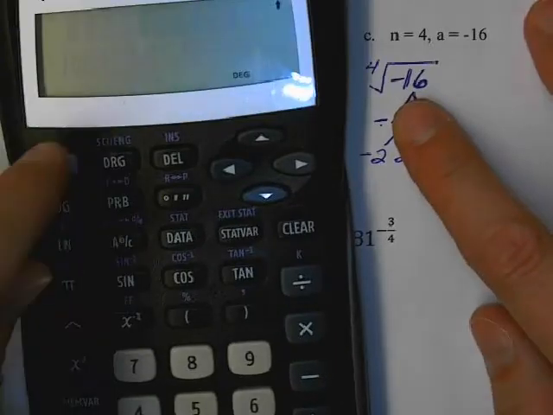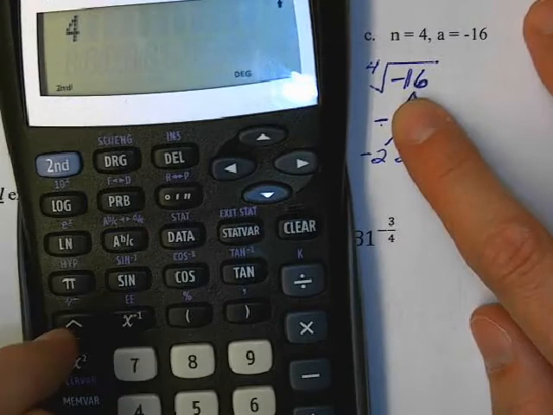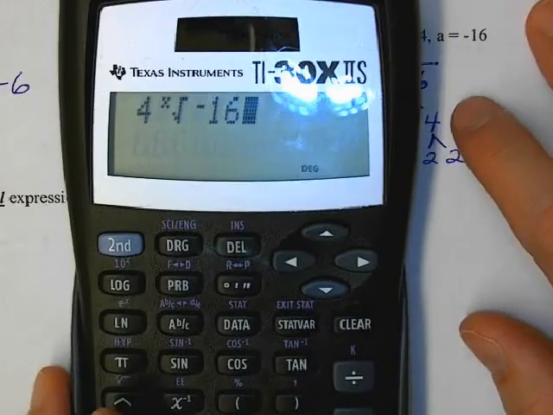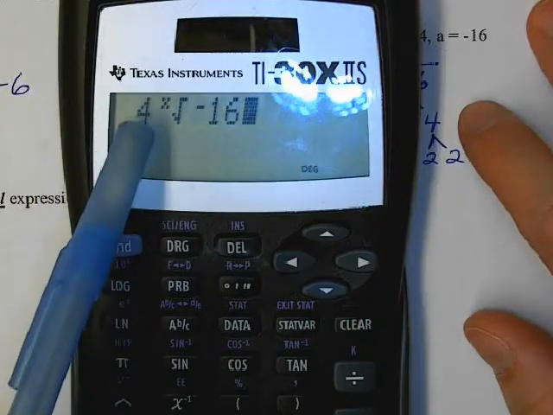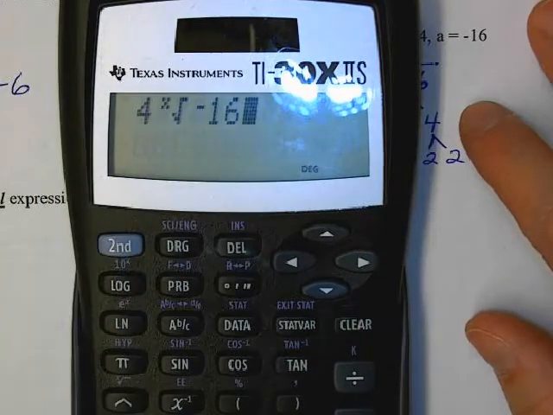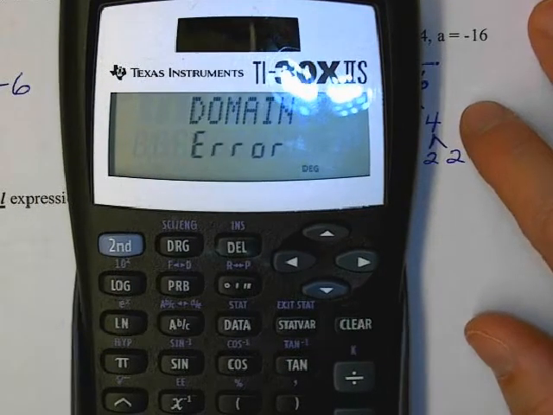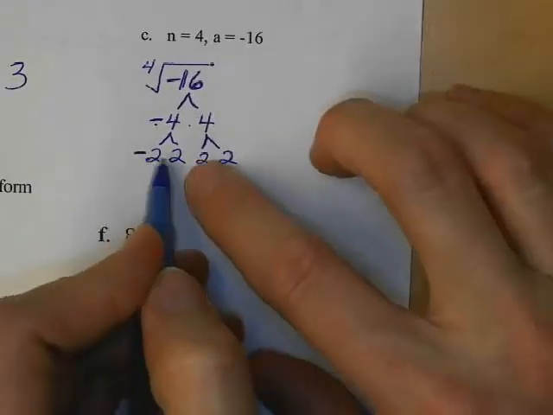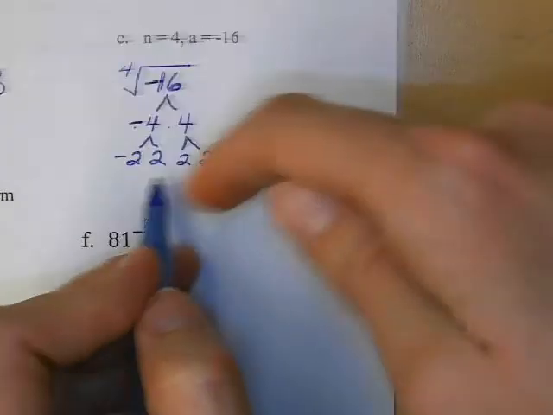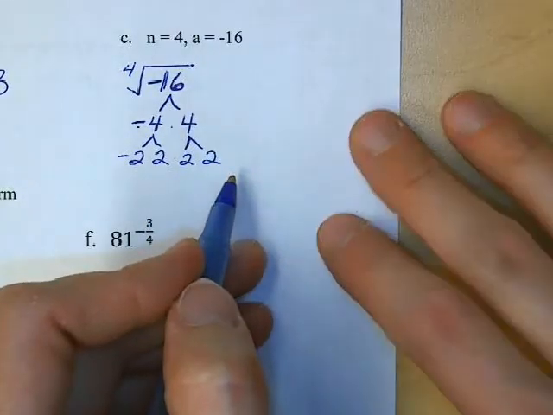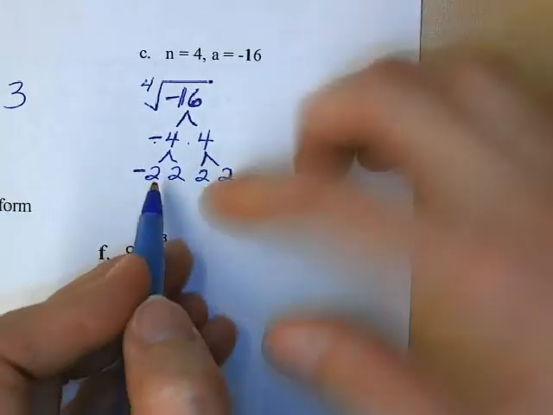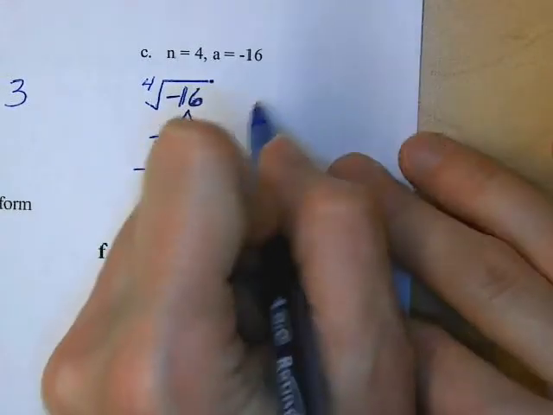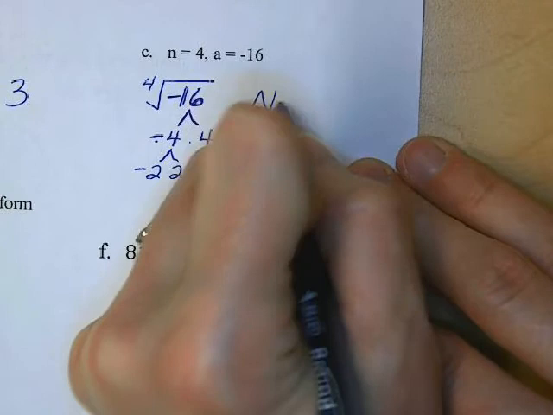Try to do a 4th root on your calculator of negative 16 and see what it says. Can there be 4 of something that makes negative 16? Ooh, it says error. So this doesn't work out. You can't do 4 negatives. Sorry, 4 negatives make a positive. That's what I was trying to get you to see. This one does not work. This one's no solution.